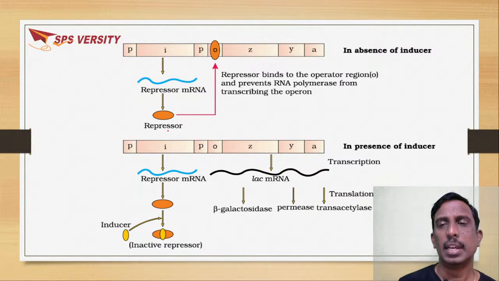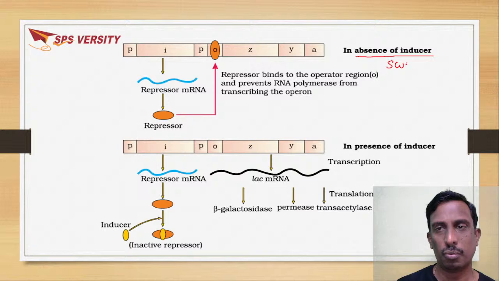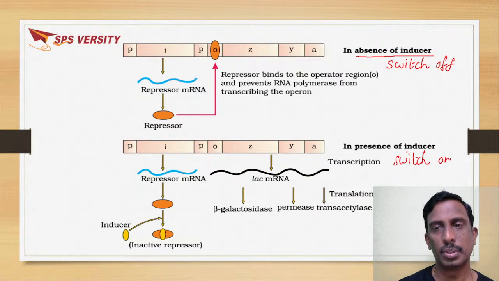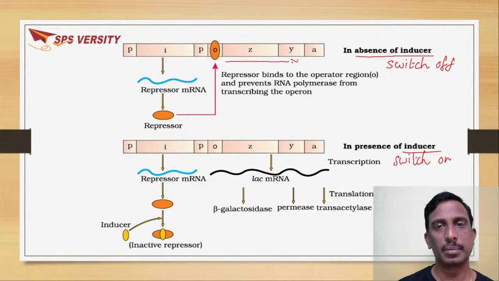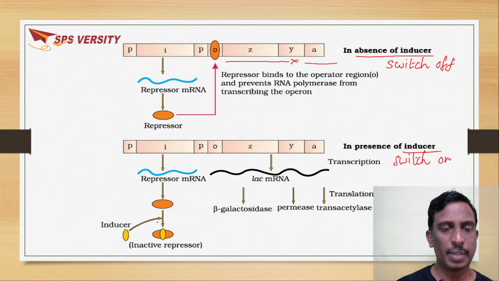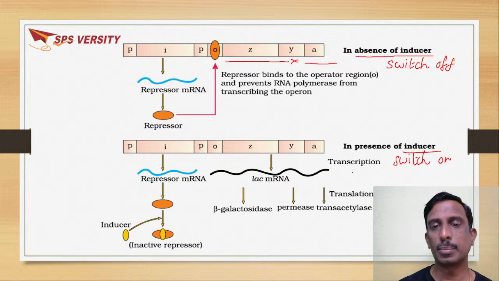So here you can see the comparative study: in the absence of inducer, inducer meaning lactose, that is switch off. In the presence of inducer, that is switch on. So both, in the presence of lactose and in the absence of lactose. Here what happens? The repressor binds to the operator. So no transcription here. In the presence of lactose, the lactose binds to the repressor, which becomes inactive. So there is transcription, which leads to formation of these three enzymes.